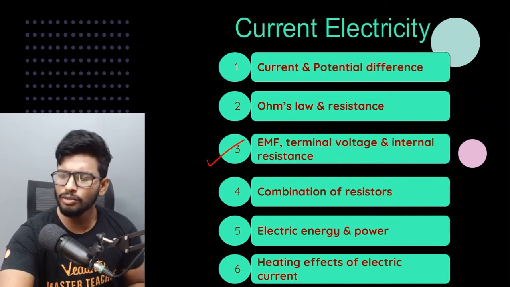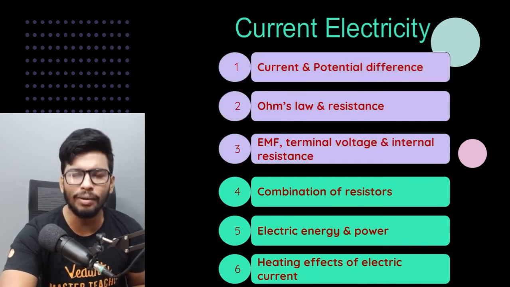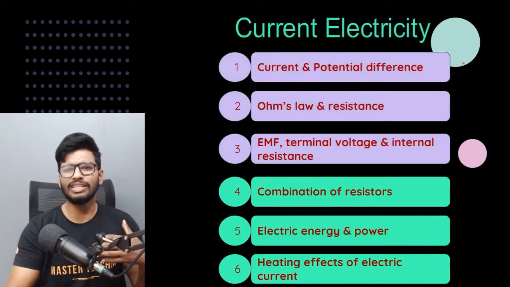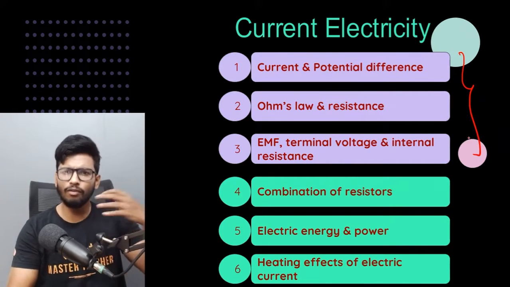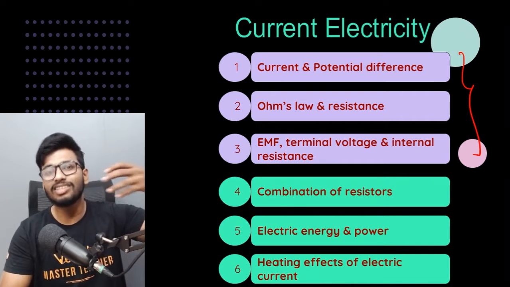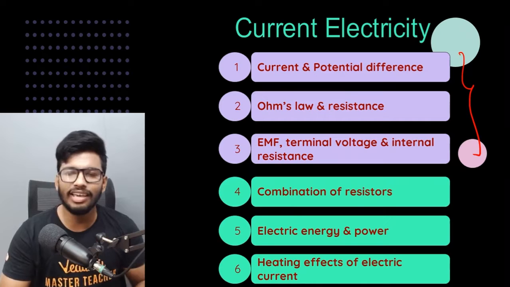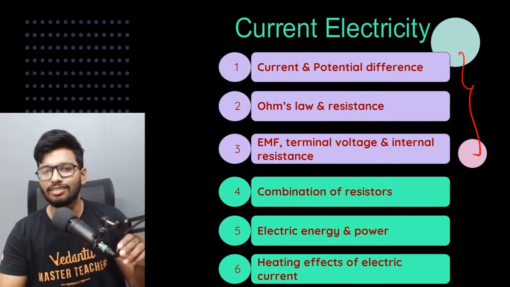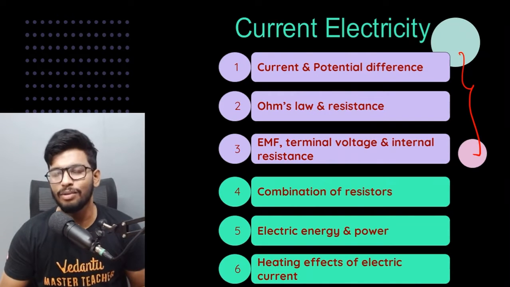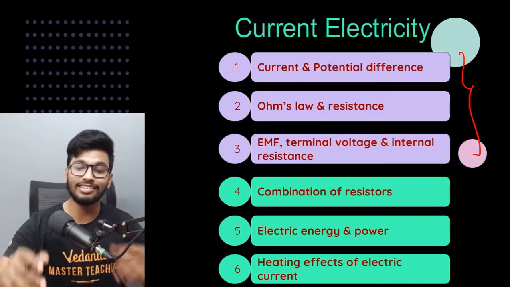Right guys, so without wasting much more time, let's get into the topic. What we're going to do in today's session is basically learn about current electricity: what is current, what is potential difference, what is Ohm's law, what is resistance, and what is EMF, terminal voltage, and internal resistance. These are the topics that we're going to be learning today.